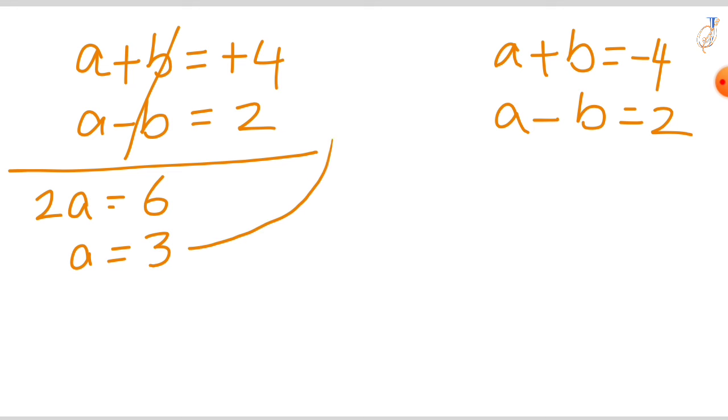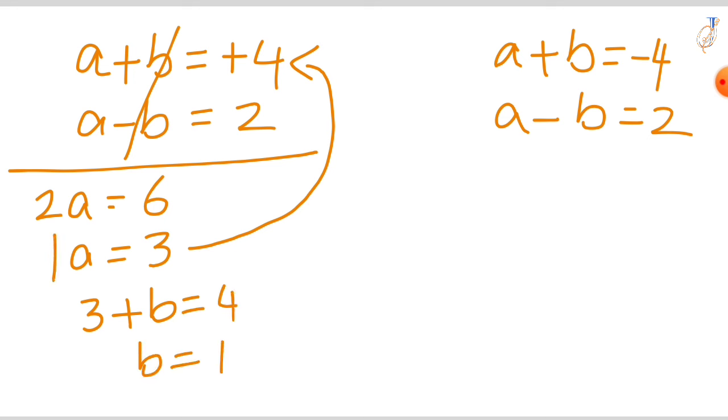Substitute a equal to 3 in the first equation. Then 3 plus b equal to 4. Then b equal to 4 minus 3, that is 1. So a equal to 3, b equal to 1.